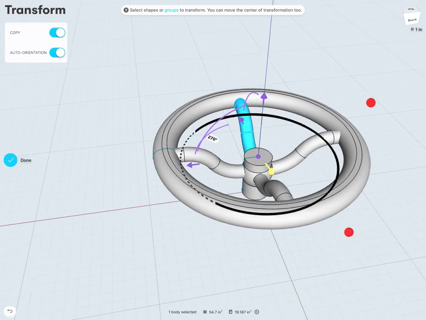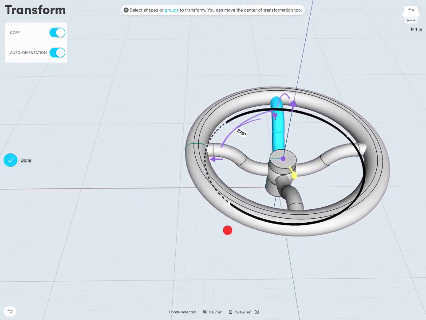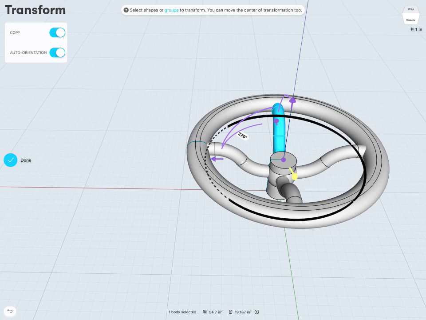And now we can see I've created four copies of the same spoke, all spaced out or revolved about the center of my hub there at a 90 degree angle. And when I'm happy with that, I can just tap the done check.